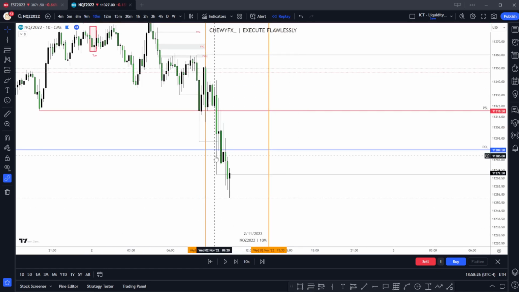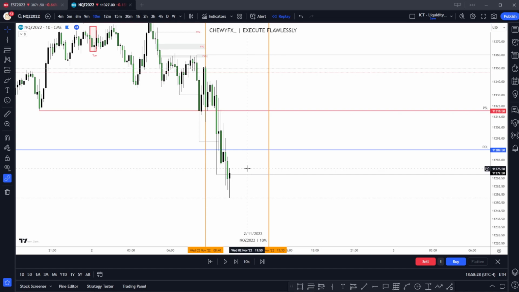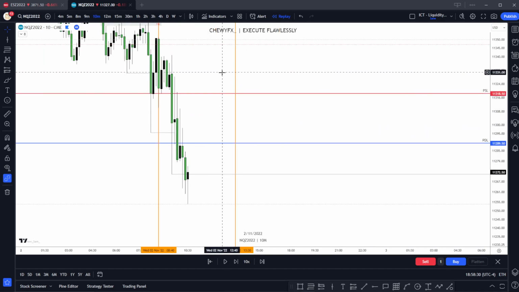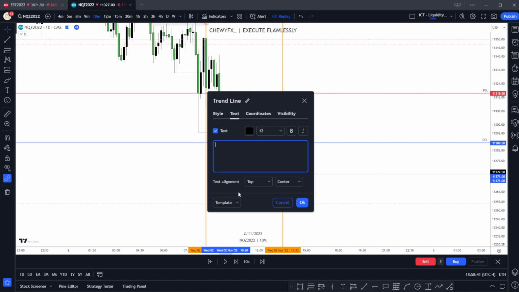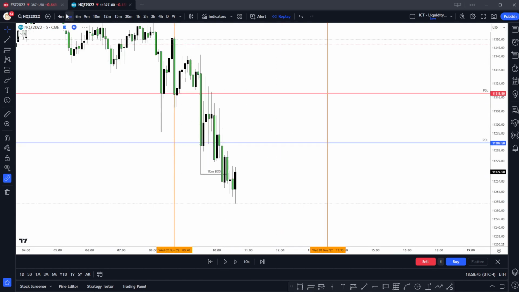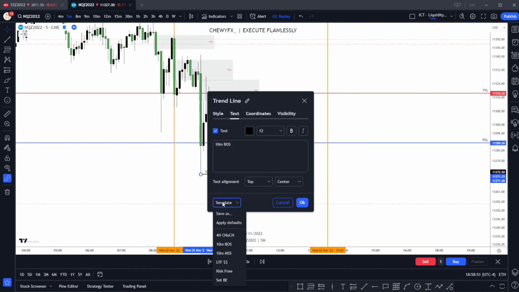Okay, we swept the low. We came back up. Swept the low. We came back up. Reacted off of the previous session low. Let's see if this is a valid break of structure. It is a valid break of structure. Okay, this could work actually for an EM3 model.